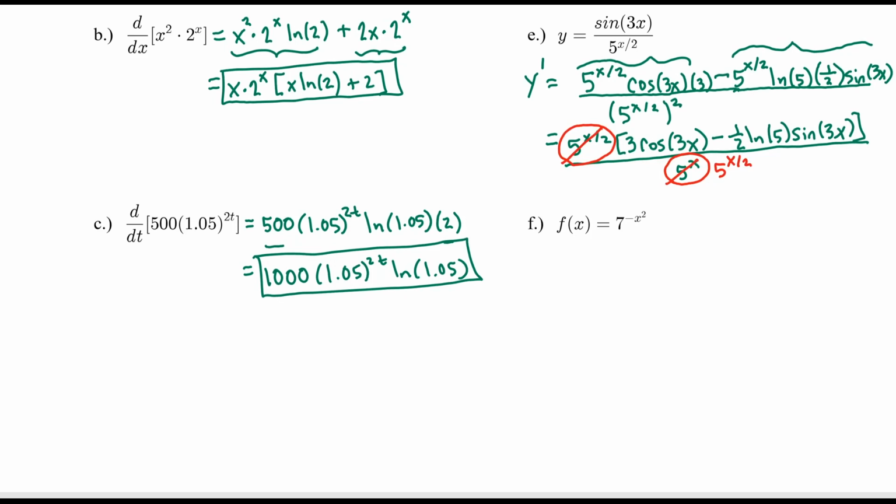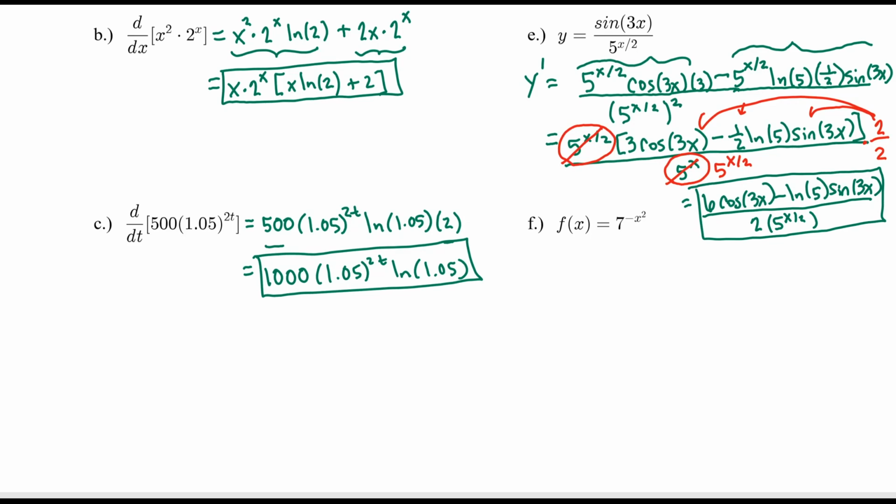Also, this is technically a complex fraction because I've got a fraction in the numerator. So to clear that, I'm going to multiply the top and the bottom by 2. Got to distribute it here and here. That way we'll have just a double-decker fraction. So our result will be 6 cosine of 3x minus natural log of 5 sine of 3x divided by 2 times 5 to the x over 2. So I think I mentioned before that sometimes the algebra part is more technical than the calculus part.